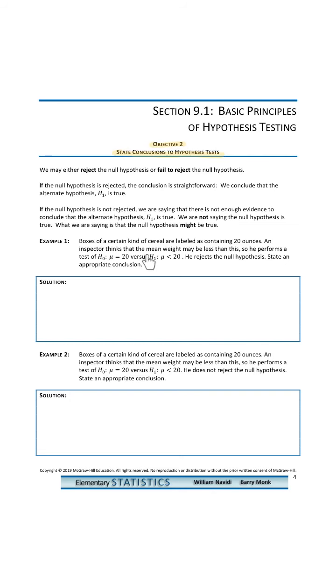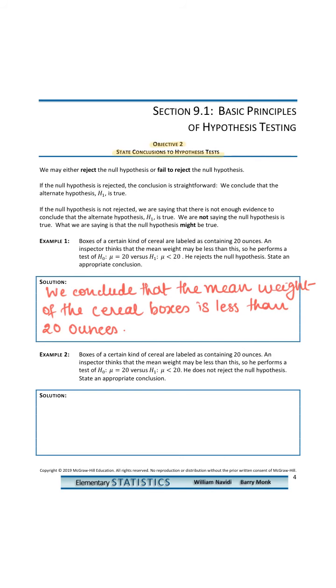An inspector thinks that the mean weight may be less than 20 ounces. So he performed the test and rejects the null hypothesis. So we need to state an appropriate conclusion. Because the null hypothesis is rejected, we conclude that the alternate hypothesis is true. We express the alternate hypothesis in words: we conclude that the mean weight of the cereal box is less than 20 ounces.